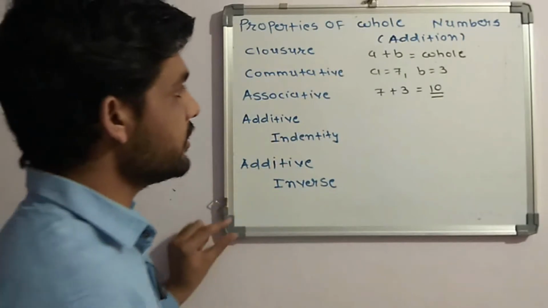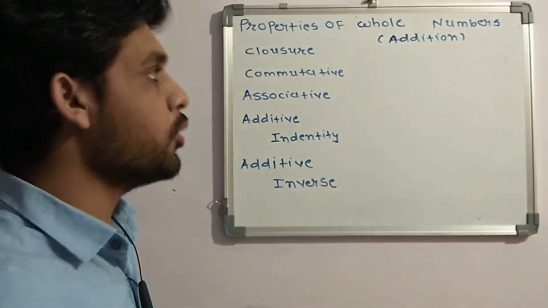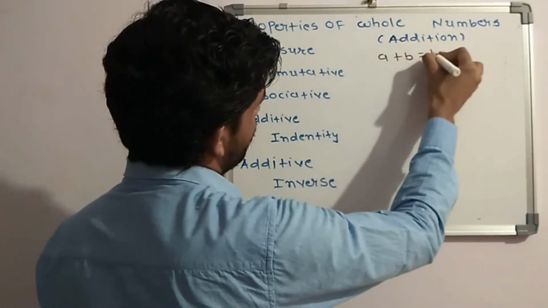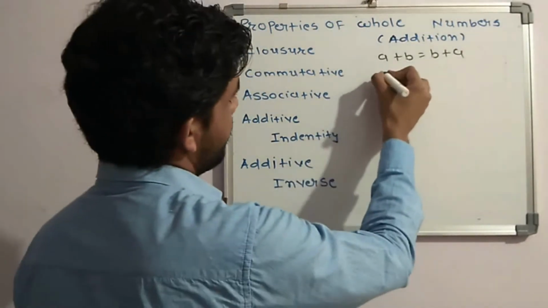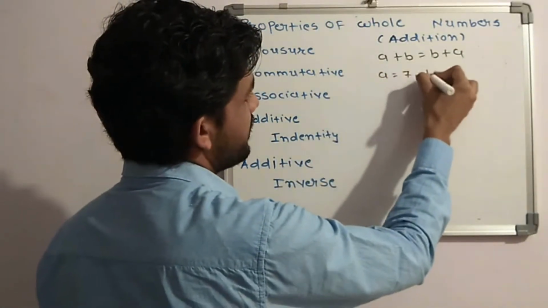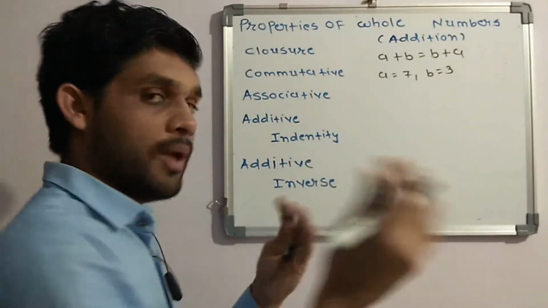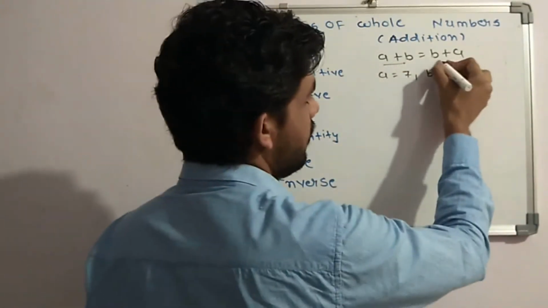Now let me check the second one, that is the commutative property for addition. What does the commutative property say? For any two whole numbers, a plus b is equal to b plus a. Let me try to prove it. Let me take an example: a is equal to 7 and b is equal to 3. Let me try to prove it with the concept of left hand side and right hand side. So this part we call left hand side and this part we call right hand side.